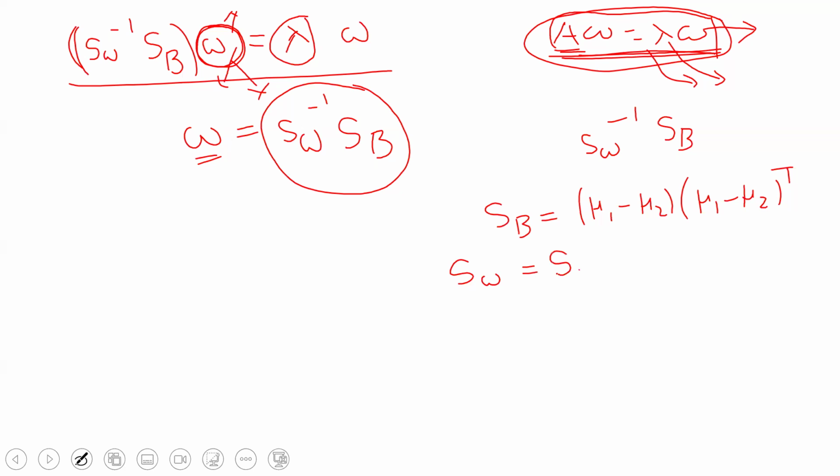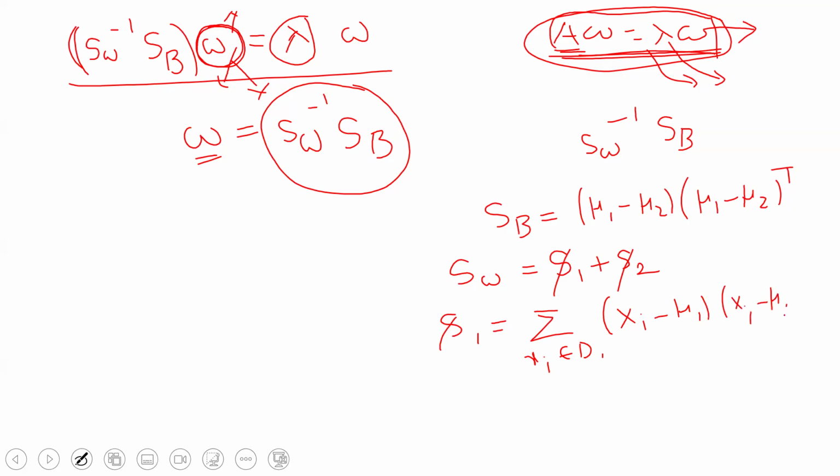SW is nothing but S1 plus S2. So what is S1? This is small s1, small s2. What is S1? Summation of, for every xi that belongs to D1, (xi minus mu1) into (xi minus mu1) whole transpose. So, we interchanged this the last time, so that's wrong, because we have seen why that is wrong. We want SB to be a D by D matrix so that we will be able to multiply with this direction vector, which is W. So S1 is this. What about S2?